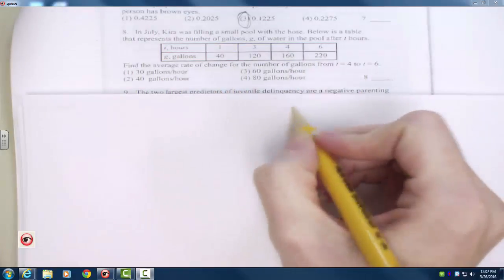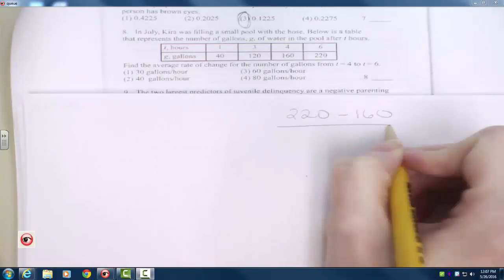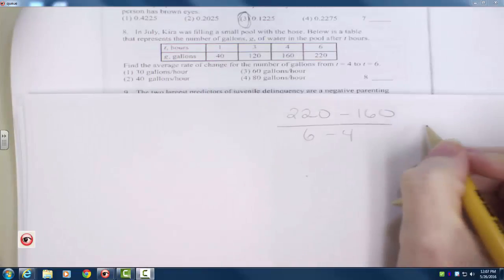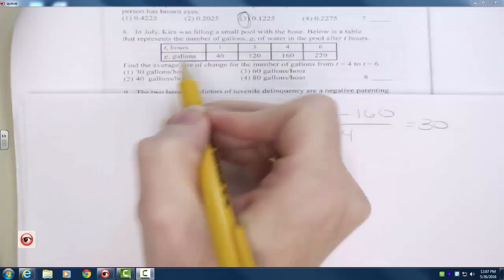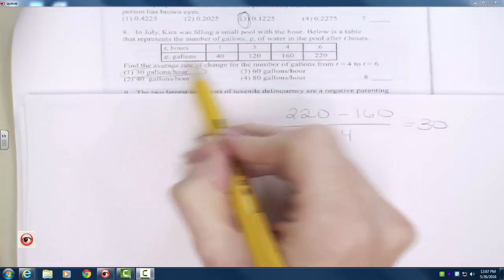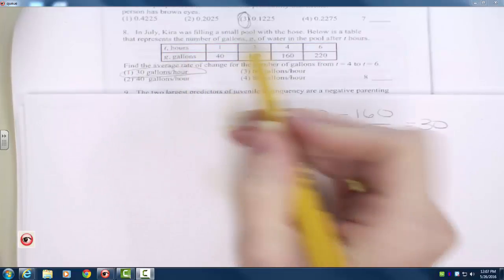So you're going to say 220 minus 160, and then 6 minus 4. So putting that in the calculator, 220 minus 160, and then divide that, you're going to get the 30. Now all the units here are gallons per hour, so that worked out nicely. But you would notice that we would do what was in the numerator, gallons, divided by the hours.